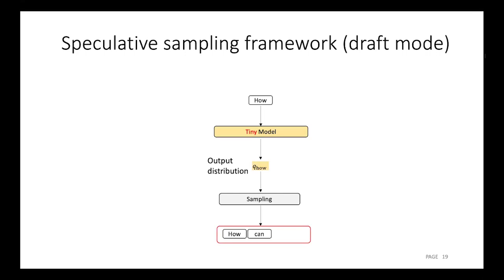This "can" might or might not be consistent with the large language model, depending on the quality of this tiny model. We input "can" into the tiny model again, we get the output distribution Q(can), and we do the sampling and get the next token, "I". So we also do this sequentially, but it is pretty fast because it's a tiny model. We do not need a lot of computation here, even though this is still sequential decoding. So this is the draft mode.